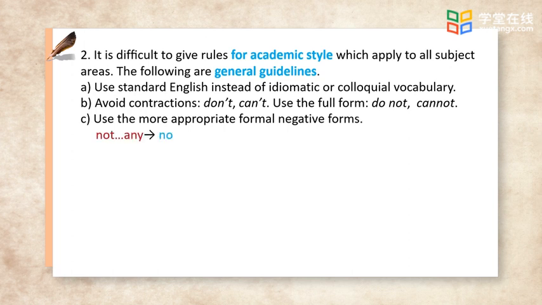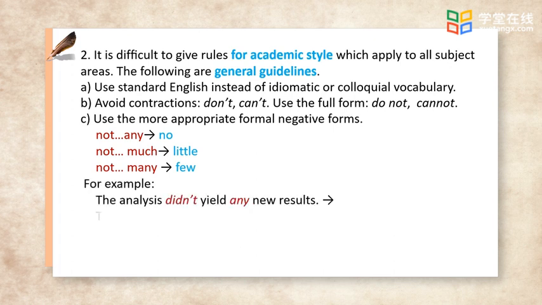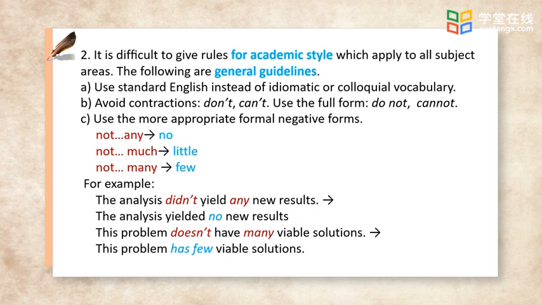C. Use the more appropriate formal negative forms such as no, little, and few. Namely, use no instead of not any. Use little instead of not much. Use few instead of not many. For example, instead of saying the analysis didn't yield any new results, we say the analysis yielded no new results.